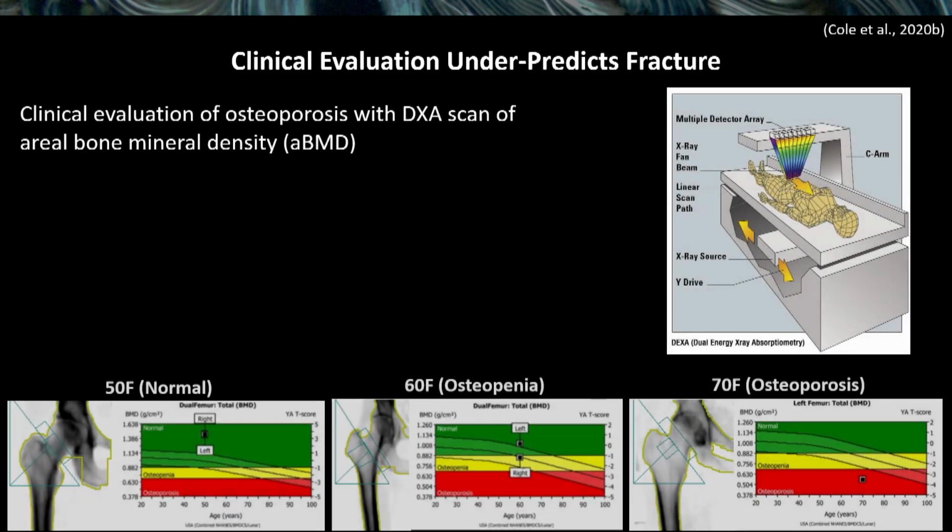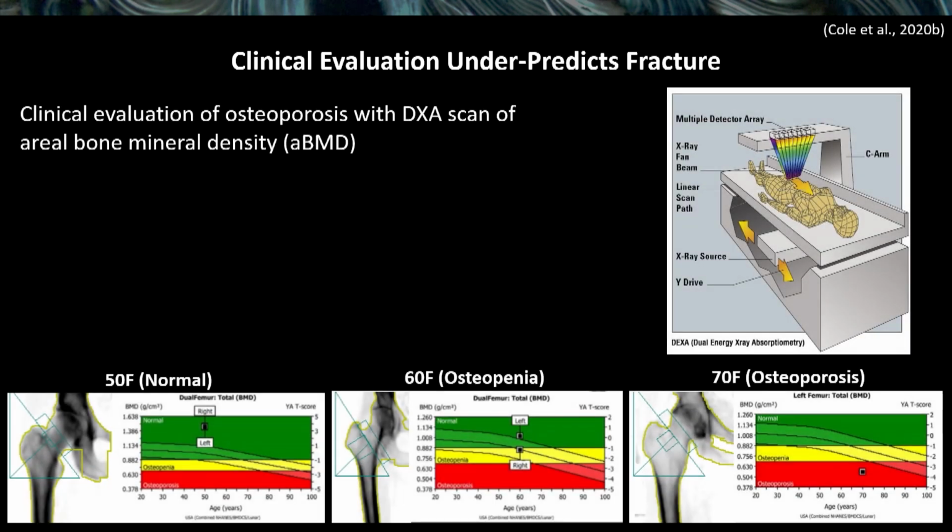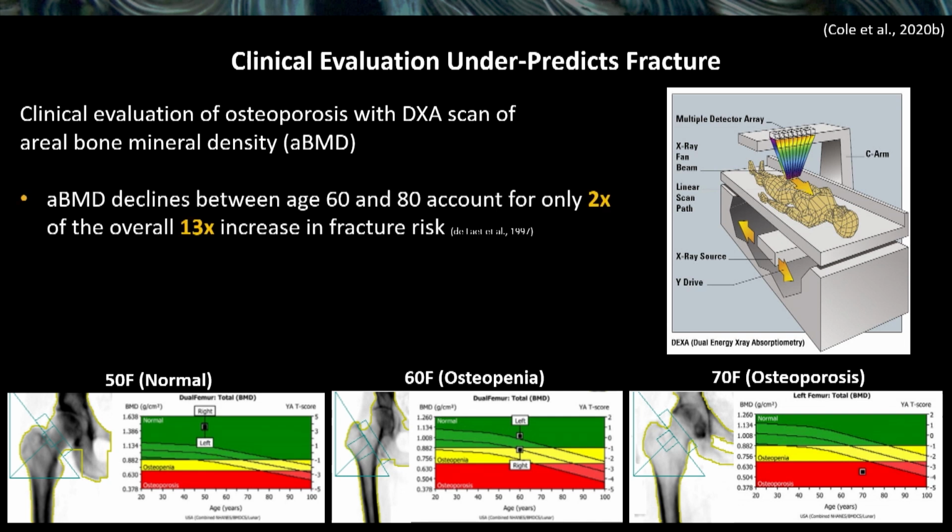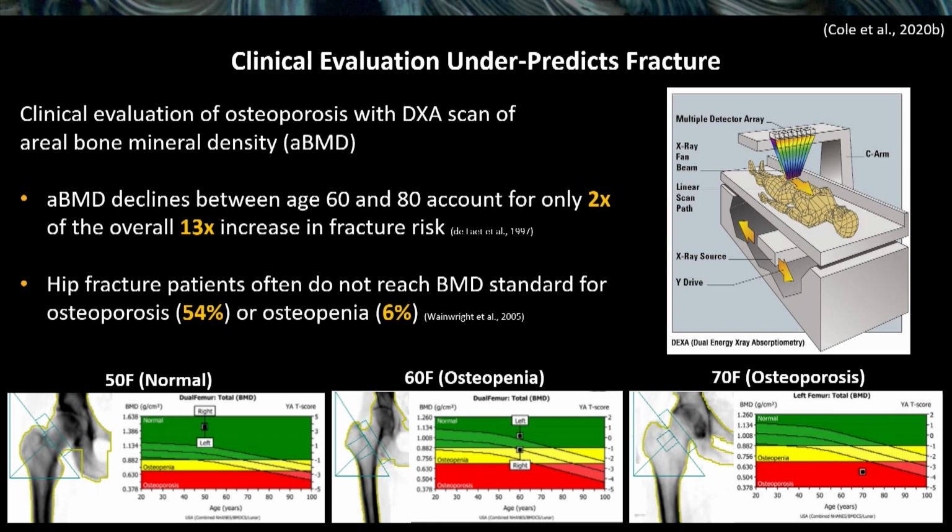And so, as we've already heard, the clinical evaluation for this is a DEXA scan, but this is under-predictive of fracture risk. So this is something that compares your two-dimensional, essentially, areal bone mineral density to a standard for a population and sees if you're unusually low. But aBMD declines between age 60 and 80 only account for 2 times of the overall 13 times increase in fracture risk. And moreover, if you look at hip fracture patients, they often don't even reach the BMD standard for osteoporosis or osteopenia. So about 54% of people who actually have a hip fracture are not even diagnosed as osteoporotic. So clearly there's something more going on than just bone mineral density.